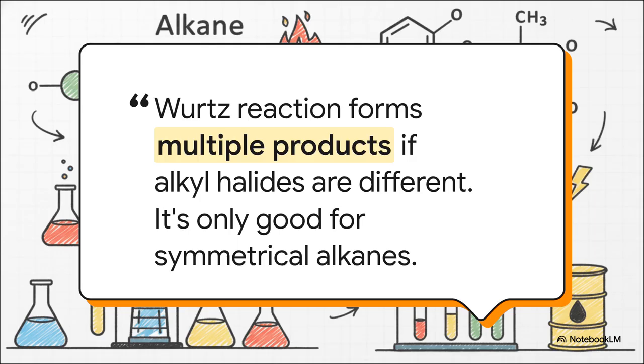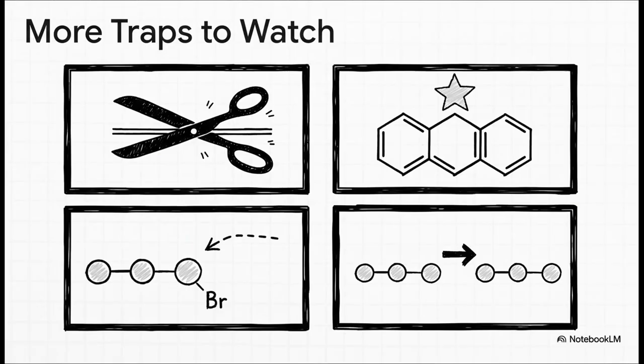So if you're trying to build an unsymmetrical alkane, the Wurtz reaction is a total failure. And here are a few more rapid-fire traps to watch out for. With ozonolysis, you have to check the second step. Is it reductive, with zinc? That gives you aldehydes and ketones. Or is it oxidative? Because that will turn any aldehydes into carboxylic acids. That one little detail changes the whole answer.